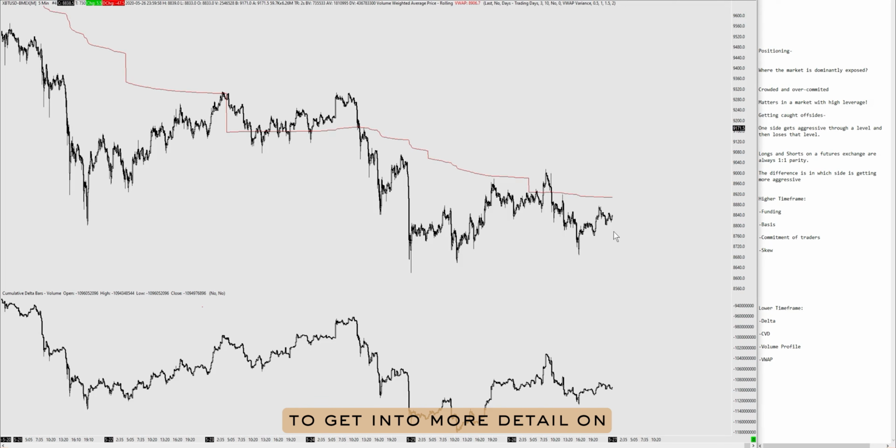Okay, so these are the different tools that we use and all of the things that we're going to get into more detail on. I know we've gone over these things in earlier videos, but I just wanted to make sure that I drove home the point of what we're looking for when we're talking about positioning. That's the general gist of it.